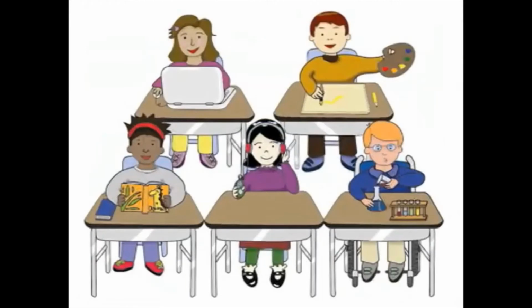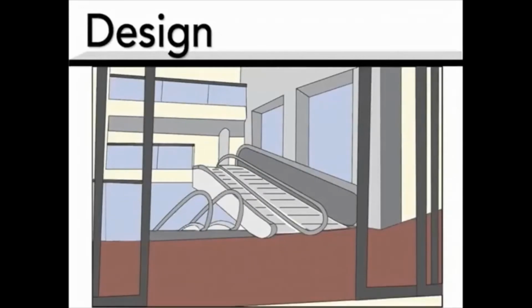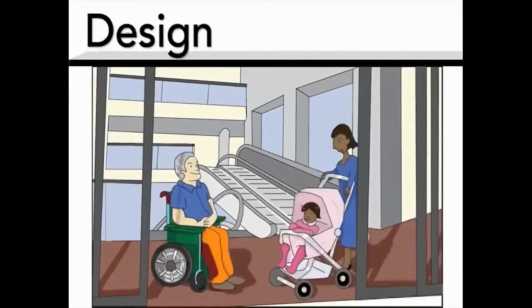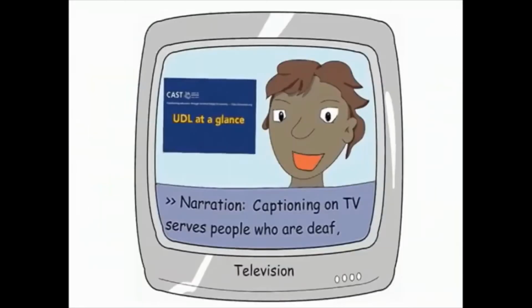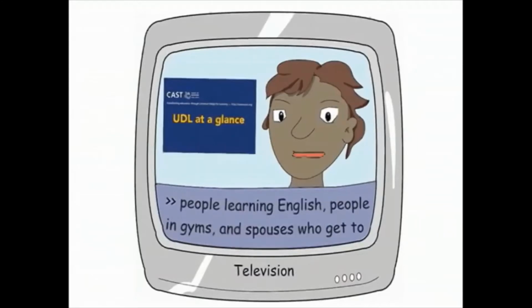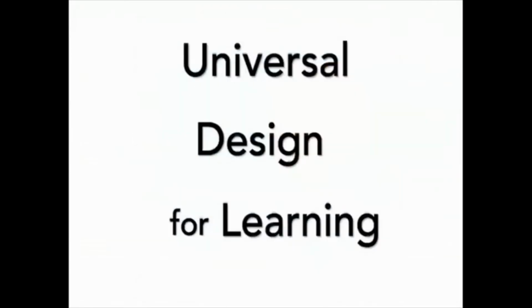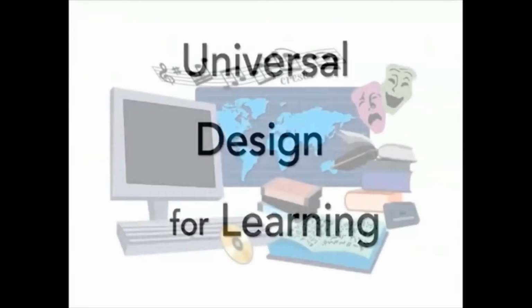Students need to gain knowledge, skills, and enthusiasm for learning, and a curriculum needs to help them do all three. But every learner is unique, and one size does not fit all. So how do we make a curriculum that challenges and engages diverse learners? This is where the word design comes in. A universally designed building is planned to be flexible and to accommodate all kinds of users, with and without disabilities. It turns out that if you design for those in the margins, your building works better for everyone. Curb cuts and ramps are used by people in wheelchairs, people with strollers, and people on bikes. Captioning on TV serves people who are deaf, people learning English, people in gyms, and spouses who get to sleep at different times. UDL takes this idea and applies it to the design of flexible curriculum.